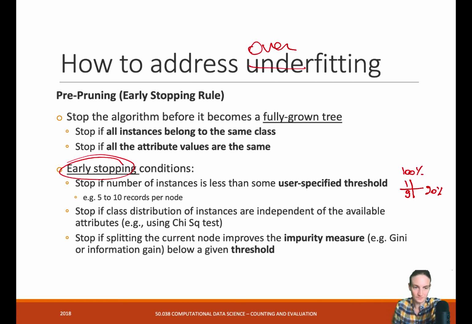One option: you can also stop if the class distribution of the instances is independent of the available attributes. This is a bit more complicated, and you can use a chi-square test to do this. You could stop if splitting the current node improves the impurity measure below a given threshold. So you need to make a certain advance, otherwise you will just stop. In case you're wondering about this chi-square, you stop growing the tree when there's no statistically significant association between any attribute and the class at a particular node.